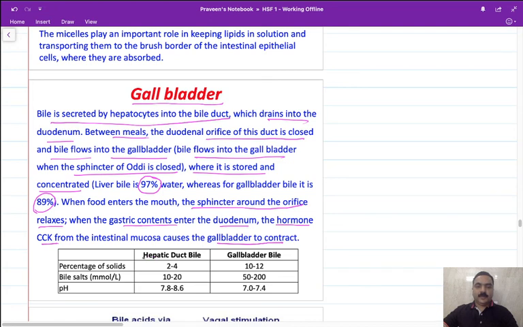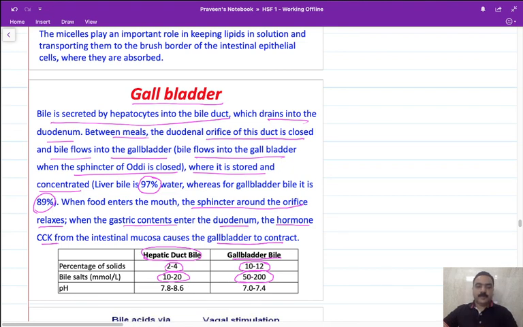So you can see over here the hepatic bile. The hepatic bile percentage of the solids is only 2 to 4%, whereas when it reaches the gallbladder it becomes 10 to 12% because the water is being absorbed. So the bile salts, that is the same thing. Only 10 to 20 here, but here it has become almost 10 times more. So that is like 5 to 10 times more, that is like 200 millimoles per liter. It is increased because the water is getting absorbed.